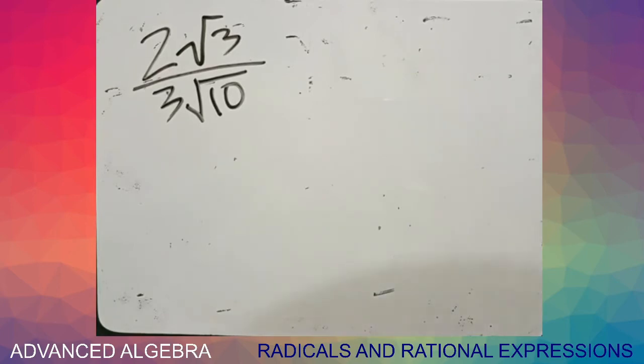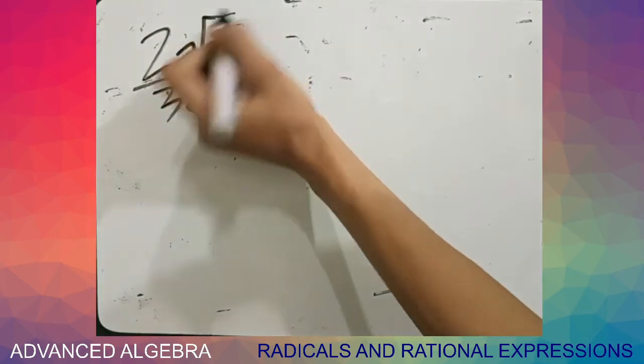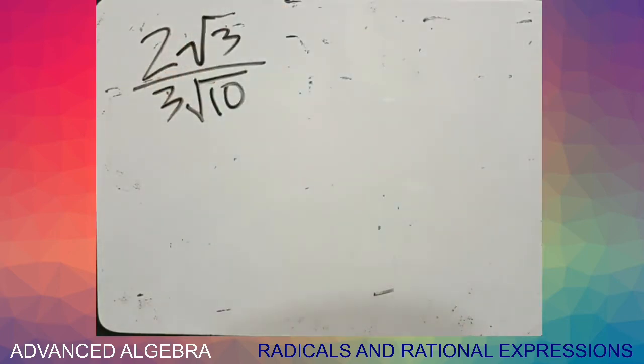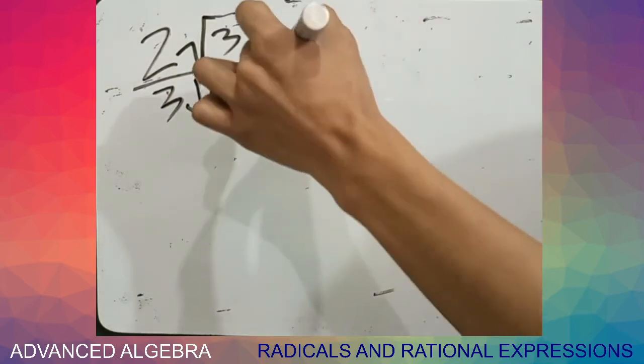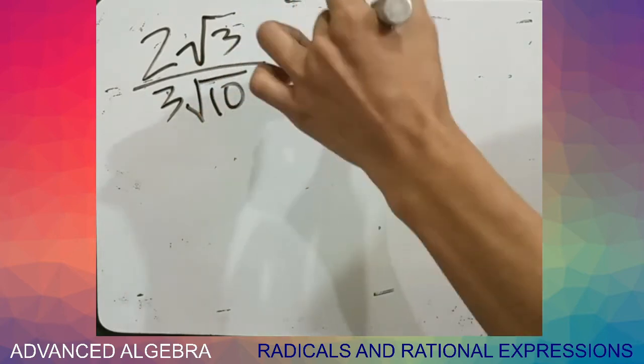So, 2 the square root of 3. So, babahan natin to over 3 the square root of 10. So, ang gagawin natin, kailangan daw natin matanggal si radical sa baba. So, ano yung tatimes natin sa numerator and denominator? So, ano kaya? So, the square root of 10.